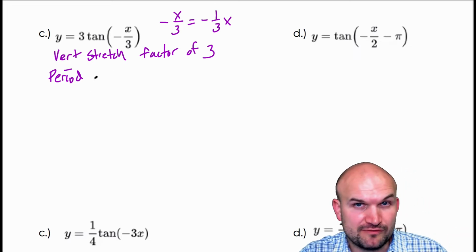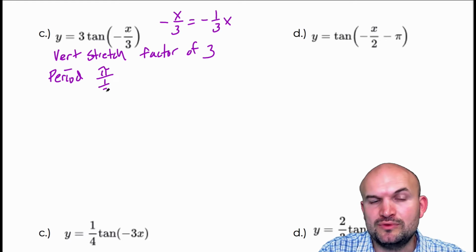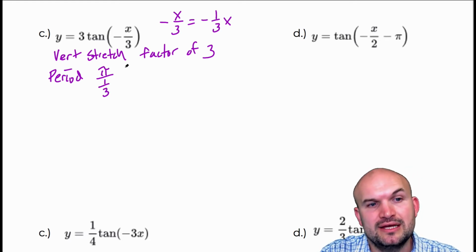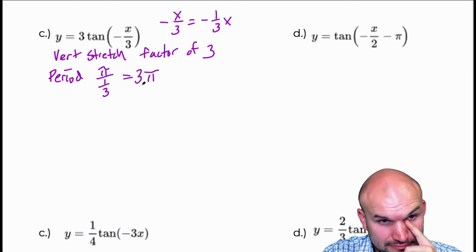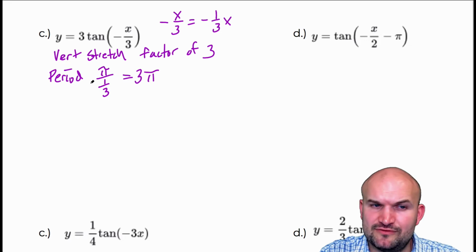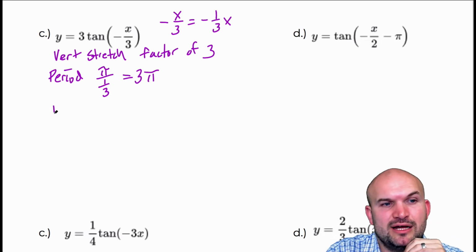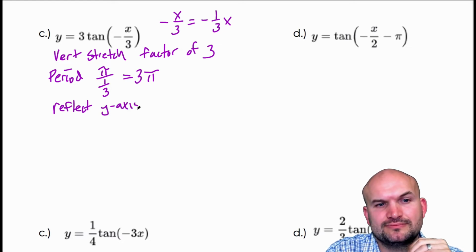And again, the period for tangent is going to be pi divided by b. We don't need to include the negative because, again, period is just going to be a positive length. And when we multiply by the reciprocal, we get 3 pi. We're not shifting the graph left or right at all, but we are reflecting it about the y-axis. So we can say reflect about the y-axis. Okay.